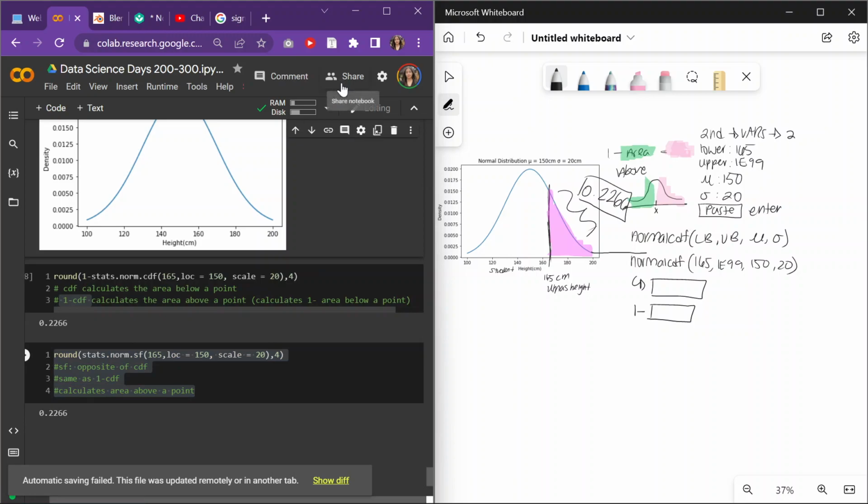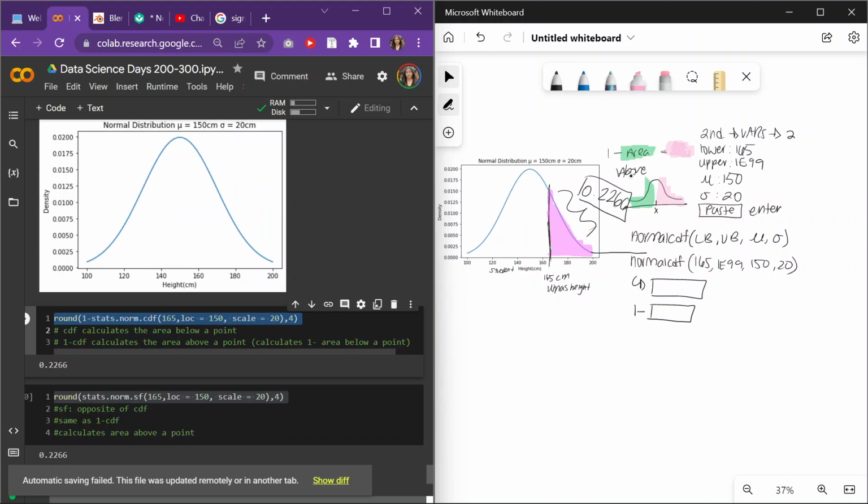I remember being confused when I first learned this. I was like, wait, where do I put my upper bound or lower bound? Then I did some research and found I can only put one value, and I have to use common sense: if you have one part of the whole and you're trying to find the other part, just do 1 minus that. So if you want to find an area above a point, you want to use SF, and if you want to find an area below a point, you want to do CDF. And I think that's it.